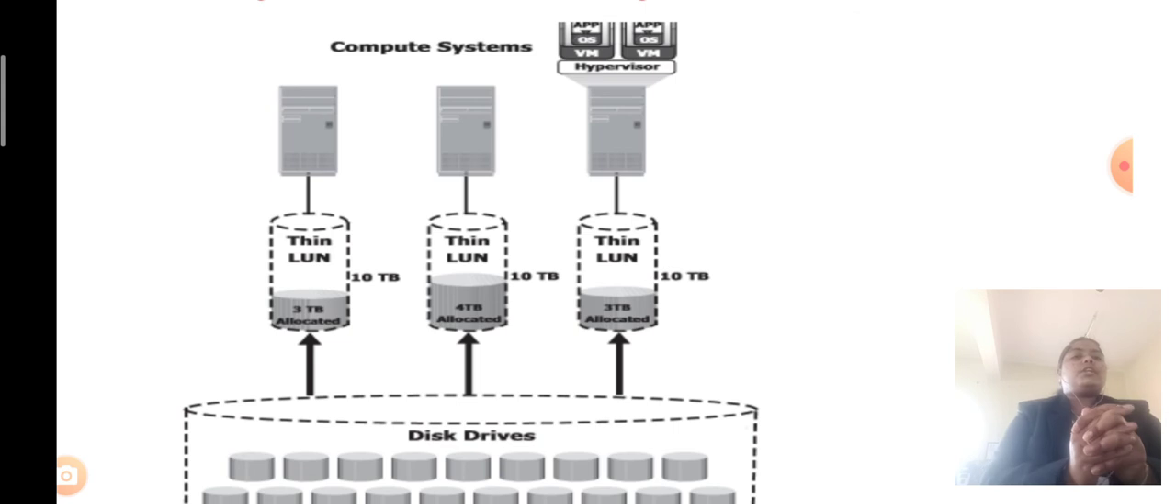What are the advantages of our virtual storage provisioning? It is suitable for applications where space consumption is difficult to forecast, and it also improves the utilization of storage space. So this is the complete information about our virtual storage provisioning.